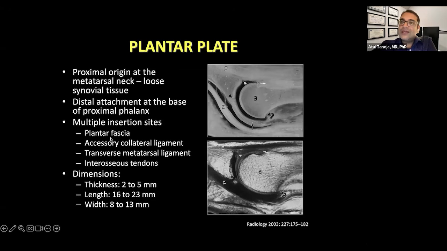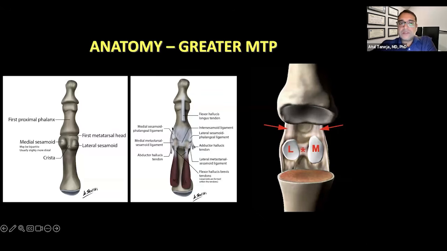They can have some insertion sites to the plantar fascia, collateral ligaments, transverse intermetatarsal ligament, and interosseous tendons, right? So let me show you the greater MTP first. The greater MTP has the medial and lateral sesamoids, and between them, we're going to see the intersesamoid ligament. And from the sesamoids, we're going to be able to check for two main components: the sesamoid metatarsal ligament and the sesamoid phalangeal ligaments, both on the medial side and also on the lateral aspect.